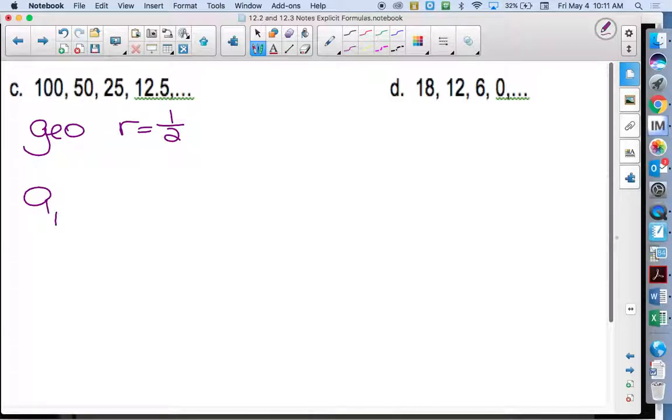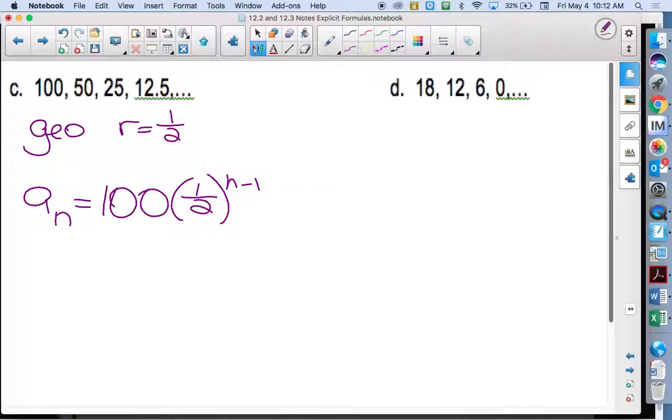So Sam, what's the first term? n. Or 1, or even half. No, what's the first term in the sequence? 100, sorry. 100. So the first term is 100, and then the r is 1/2, and that gets the exponent n minus 1, because that's the part that we're using to get the third term, the fourth term, the fifth term, the sixth term. Questions with C?